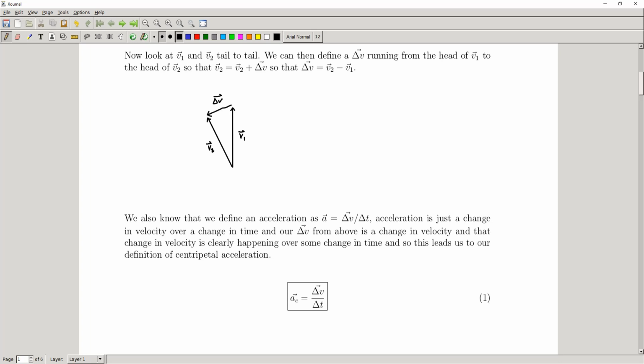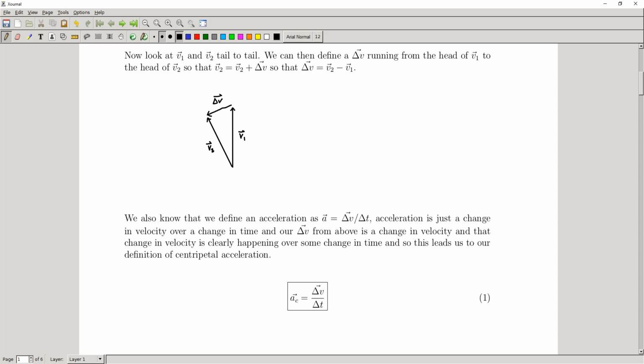So we can define this delta v as we have here. So we have the equation here, and we have our drawing that's showing us what delta v is here. But we also know that we define acceleration as some change in velocity, some delta v, over some change in time, delta t. This is our old definition of acceleration. And so acceleration is just a change in velocity over a change in time. And this change in velocity that we have above is happening over some change in time. So there's definitely some change in time as this object is rotating around its circular path.